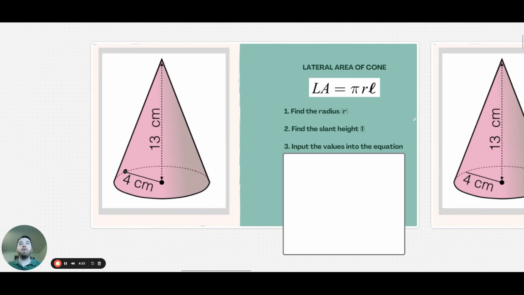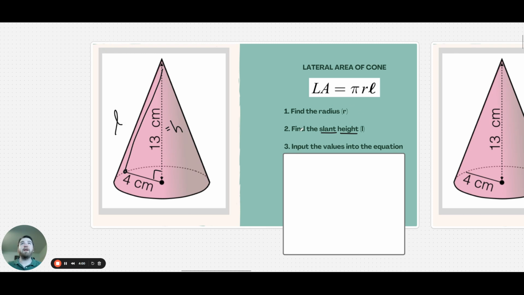So the first thing that we want to be able to find is the lateral area. So the formula for lateral area is pi times r times L. That L is slant height. So a lot of people, when they look at a picture of it, see this 13 and they think, hey, that's going to be my slant height. But this is actually going to be a right angle here, which means that 13 is actually your height. So to find L, you need to find this distance here, which is your slant height. So let's go through the steps.